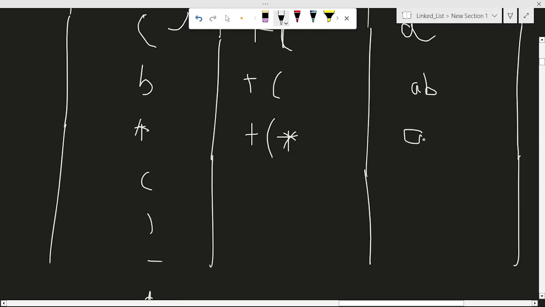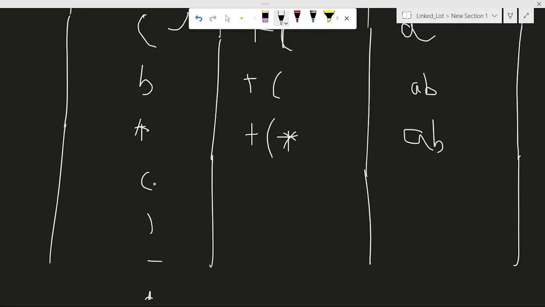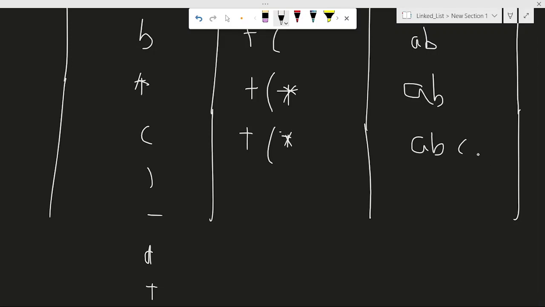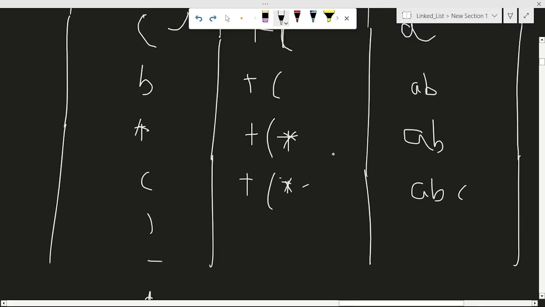So the array is still AB. Okay, then what do you have? C. So again C is nothing but you need to push it into what? Into the string, right? ABC. Okay, then you have a closing bracket. Whenever you find a closing bracket, you simply pop all the elements into the string, in order. For example, if you had plus star inside this bracket, you need to pop one by one into this string. So that is how it works.